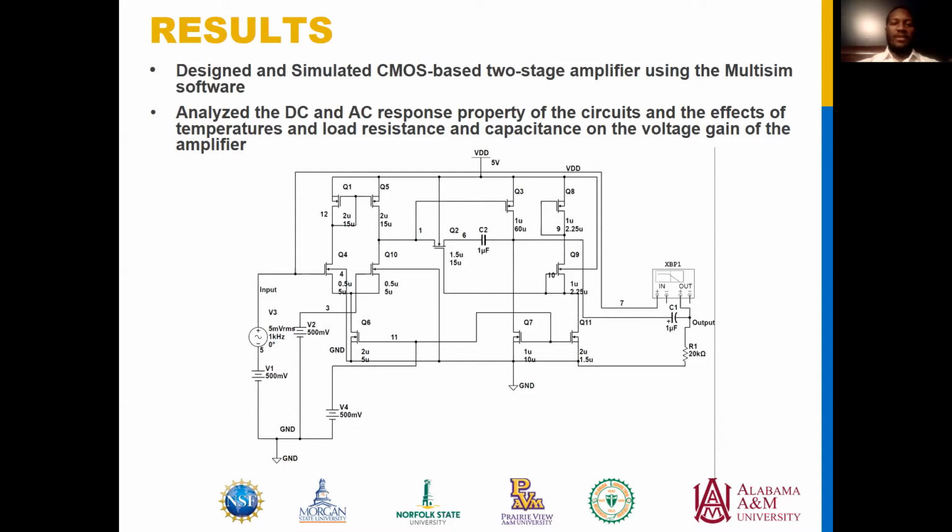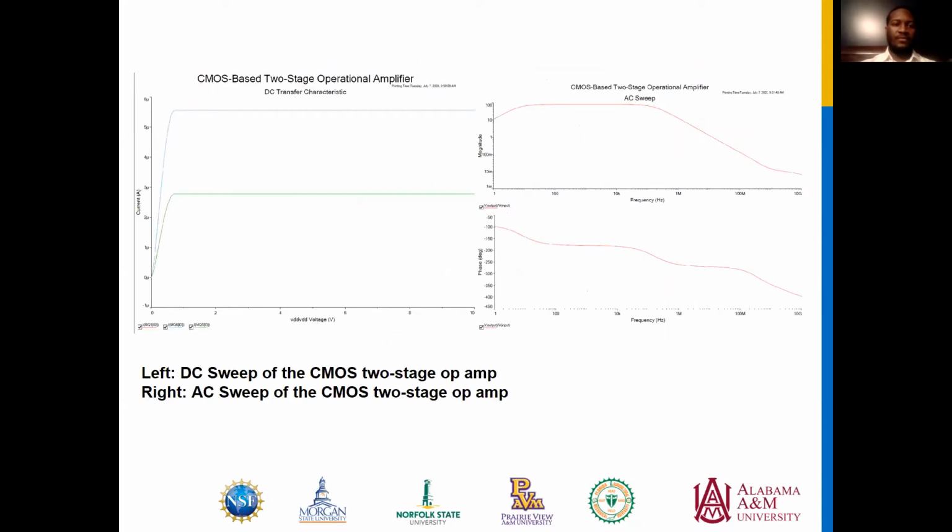The image on the bottom is a simulated two-stage amplifier. It has 11 transistors and 1 capacitor. On the left is the CMOS-based two-stage operational amplifier DC transfer characteristics.